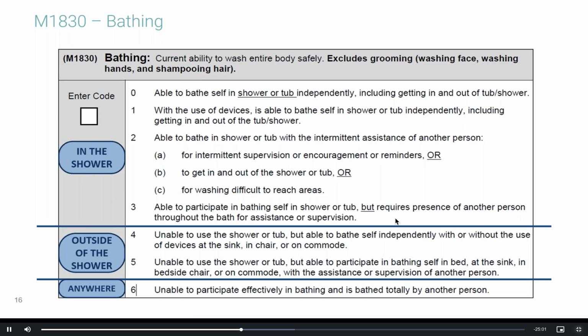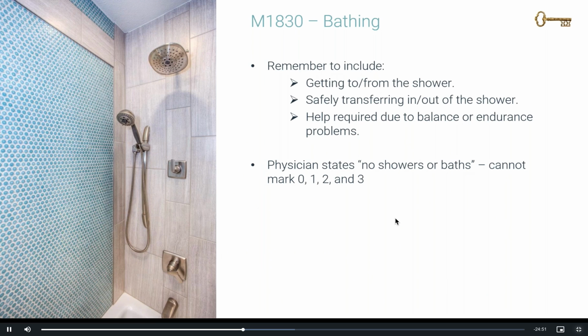And response 6 is different because that one applies no matter where the bathing task occurs, because it's just capturing those folks who can't participate in bathing. So as we assess bathing abilities, don't forget those key concepts that really aren't part of the actual bathing so much. It's things like getting to and from the shower. That counts. Sometimes that's a matter of going up and down stairs, or a person just needs help all the time ambulating, or supervision all the time. So if to get to and from the shower they need supervision, then that's automatically response 2 or higher.